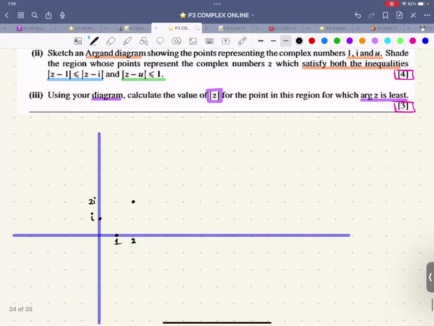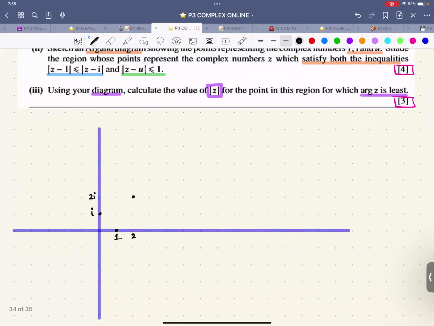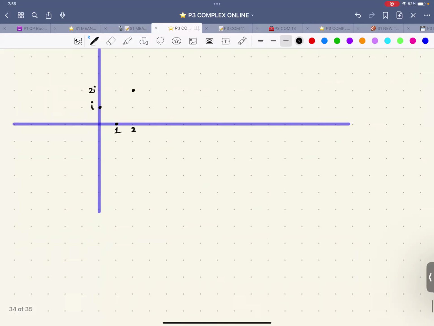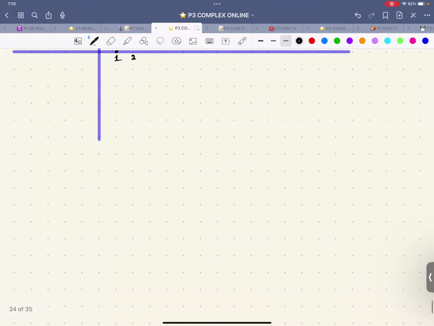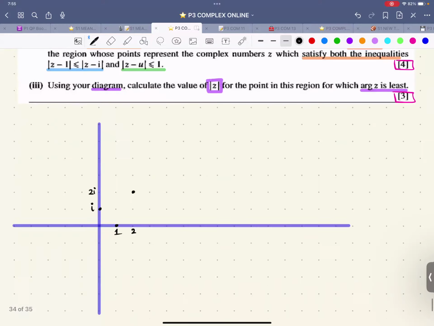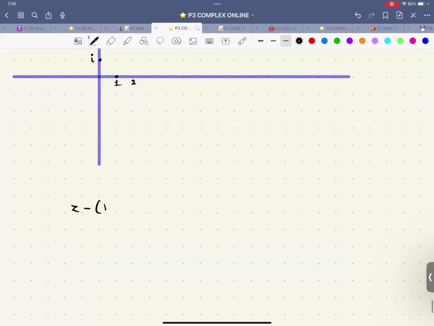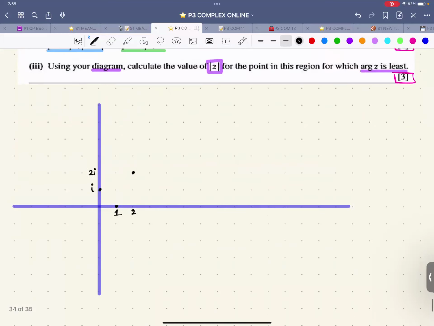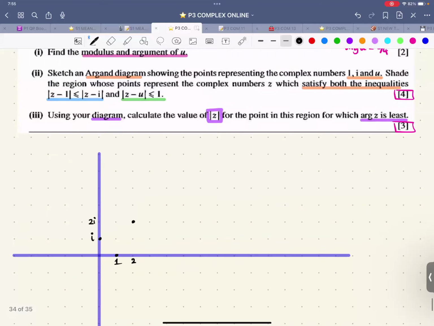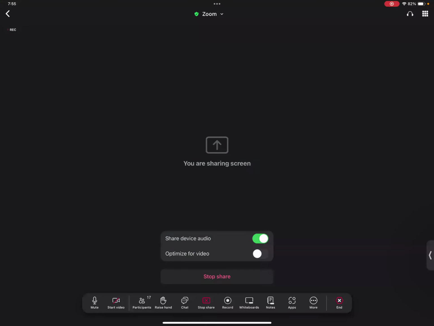Shade the region whose points represent complex numbers which satisfy both the inequalities: modulus of z minus 1 is less than or equal to modulus of z minus i. Z minus i, first of all, it's 1. Z minus 1 plus 0i is less than or equal to z minus i. So that is, hold for a second.